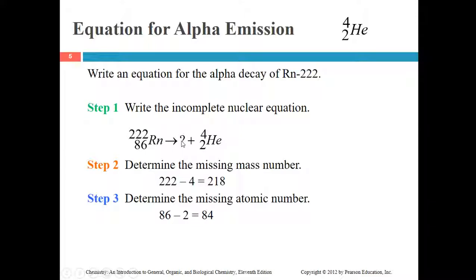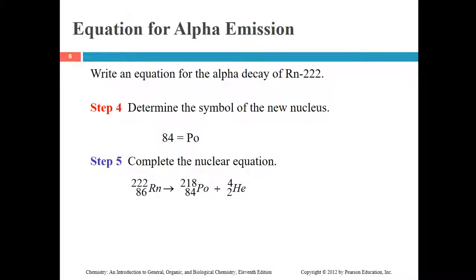So now the only thing we have to do is figure out which element it is. Well, that's determined by the 84. You look up on the periodic table, and what is 84? It is polonium. So you'll notice we have written the complete nuclear equation. On the left-hand side, the total protons is 86. On the right-hand side, 84 plus 2 is 86. On the left-hand side, the total mass is 222. The total mass on the right is 218 plus 4, which is 222.